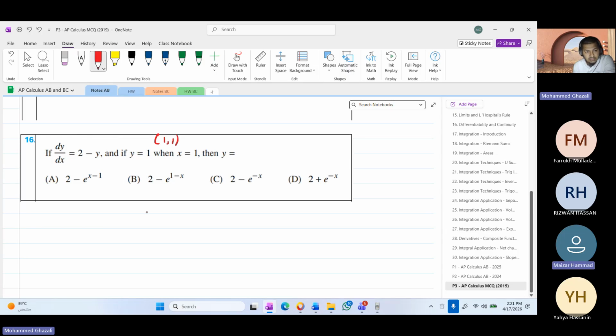Okay, so if we substitute, the first one you would get 2 minus e to the 1 minus 1. 1 minus 1 is 0, e to the 0 is 1, so y would be 1, and you would get 1, 1. A is correct.